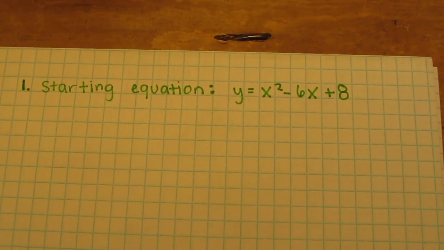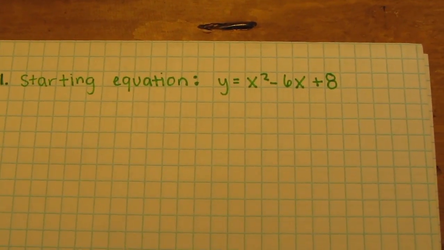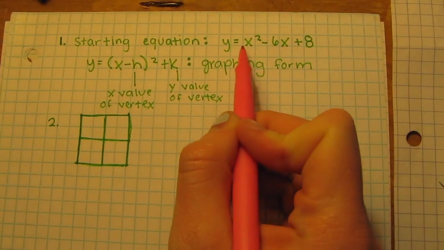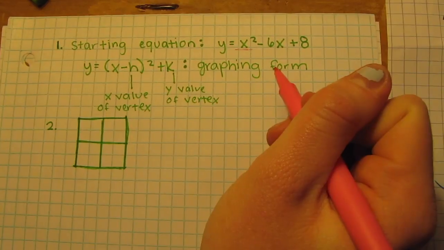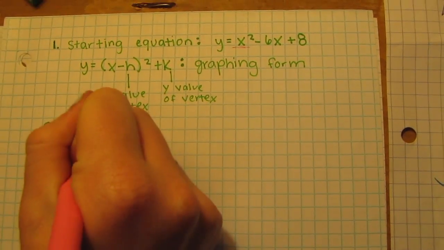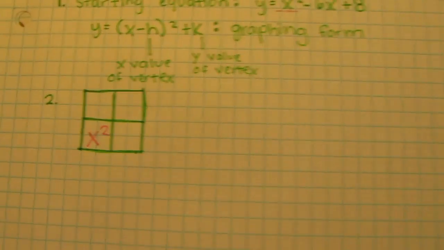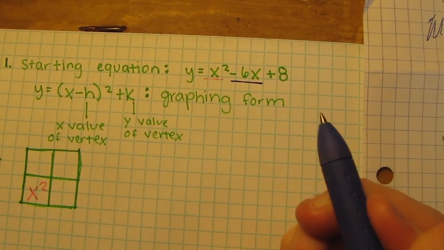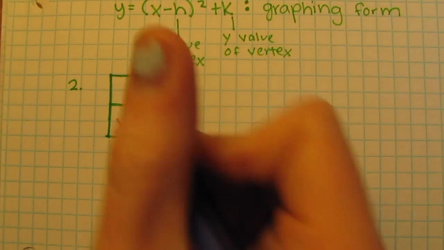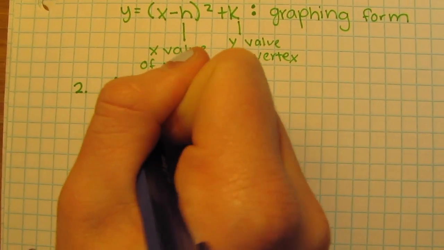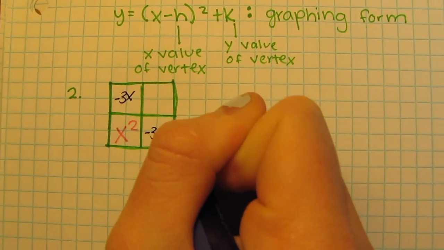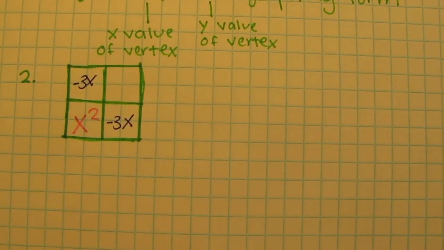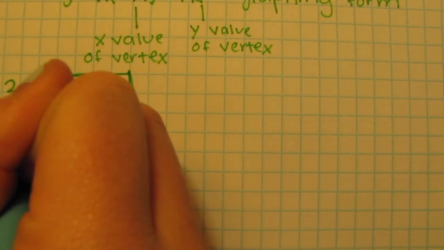Step 1. We have our starting equation, which is y equals x squared minus 6x plus 8. First, we take the a value of our starting equation and put it into the lower left box. Next, we take the b value, divide it by 2, and put it into the diagonal boxes. Next, we determine the factored values and place them on the side of the box.